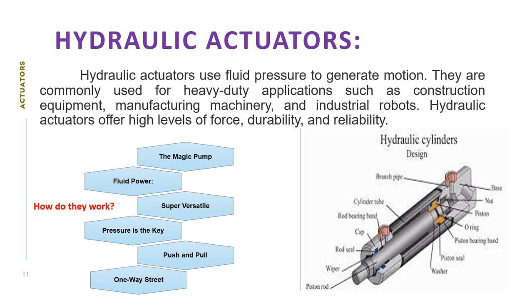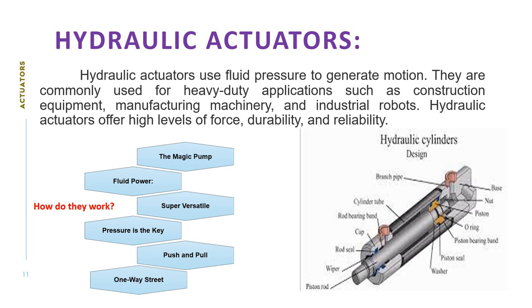And the next one is the one-way street. Here it controls the movement. There are valves that direct the fluid flow in specific directions. These valves act like traffic controllers, determining whether the fluid should push, pull, or stop. All these are done by this one-way street. And the final one is super versatile. A hydraulic actuator can be designed to produce linear motions, that is pushing or pulling, or rotary motions like turning, making them very versatile for various applications.